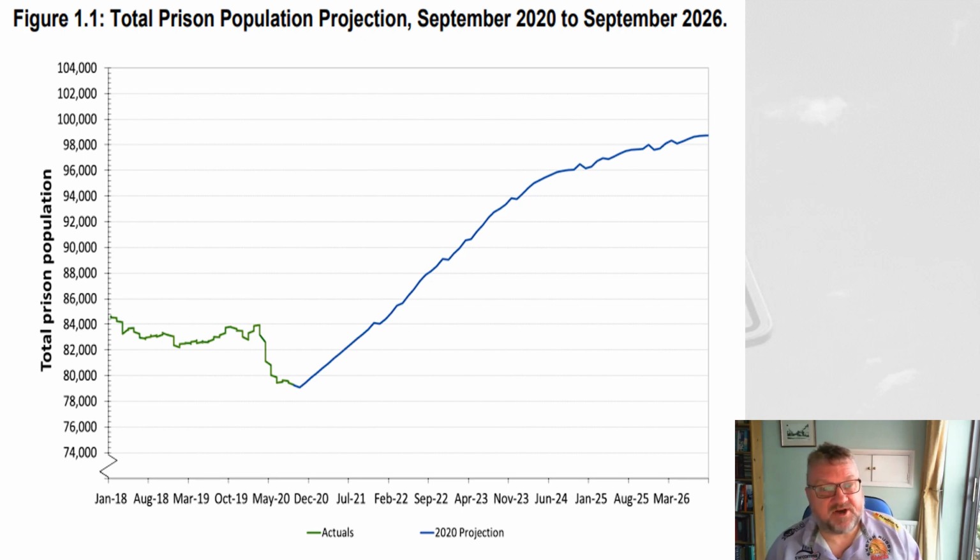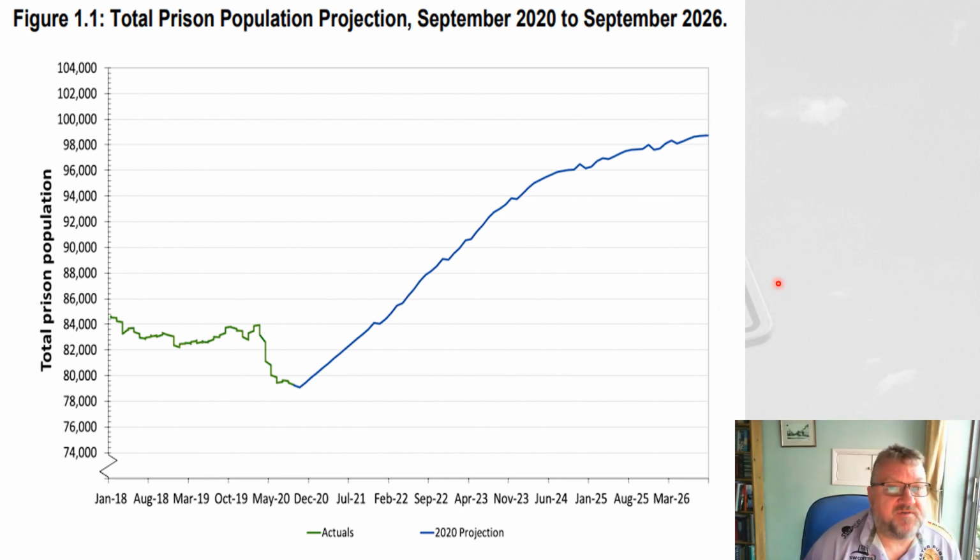So I've also dug out this government graph, which gives the projection of where our prison population is going to be. You can see the data they've got, which is up to December 2020, but they are predicting, so we're now in 2022-23, around about 80,000. They are predicting that as we go up to March 2026, it's going to be moving towards 99,000 people in prison. So the prison population isn't coming down in the near future at all.